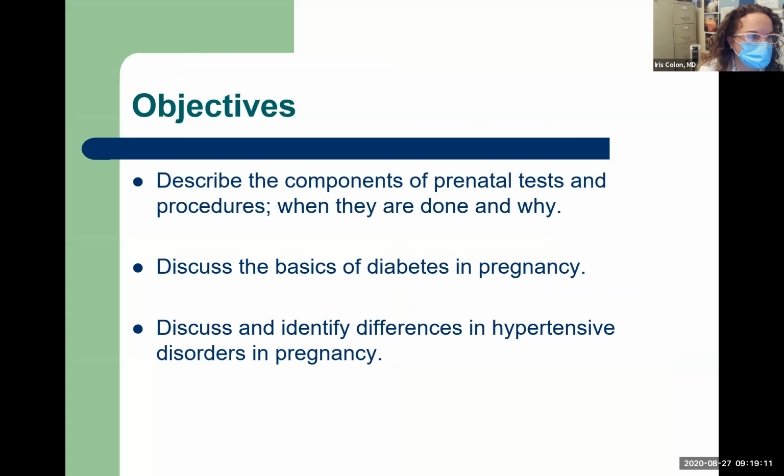So our objectives for this morning are to describe the components of prenatal tests and procedures and when and why they are done. We're also going to discuss the basics of diabetes in pregnancy, and identify the differences in hypertensive disorders in pregnancy.